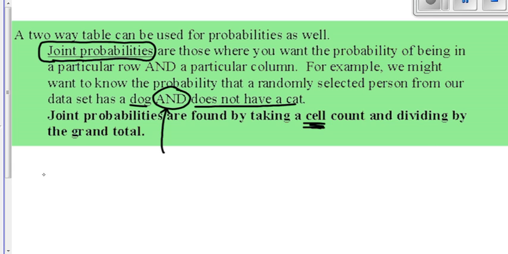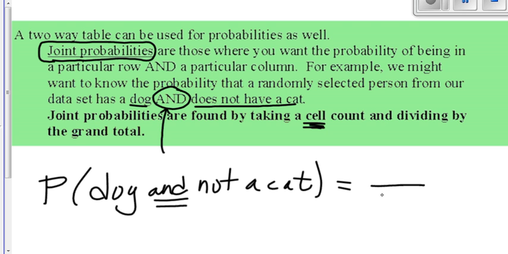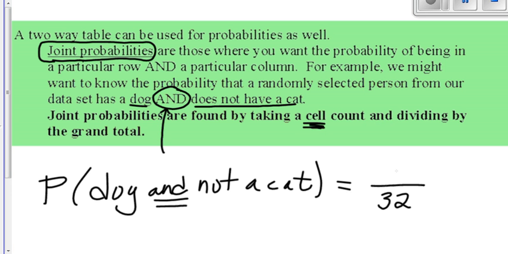So if we wanted to find the probability of having a dog and not a cat, because of this word "and", we're going to end up taking a box and dividing by the grand total. Well, I remember our grand total was 32. Let's look back at the table. Who were the people who had a dog but no cat? Let's see. Dog, not a cat, was this part right here, the 18. So that's going to be my probability. 18 out of 32. I found that by taking one of the cells, one of the boxes, and dividing by the grand total.